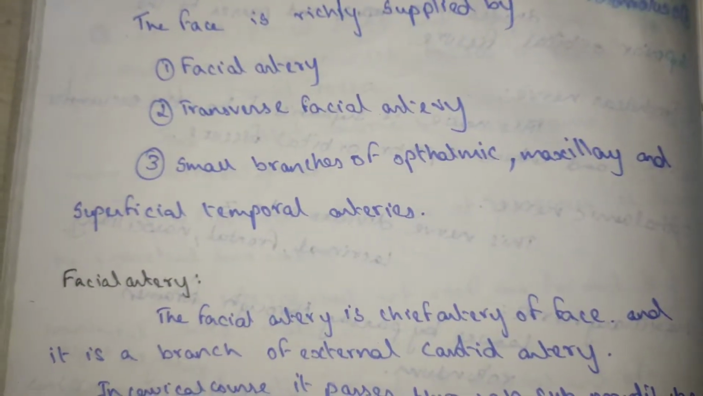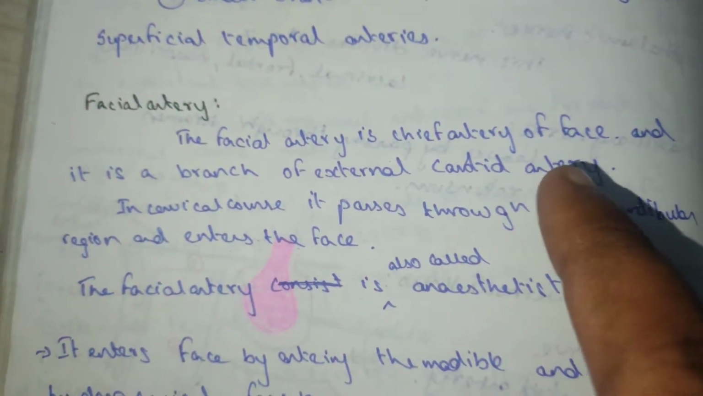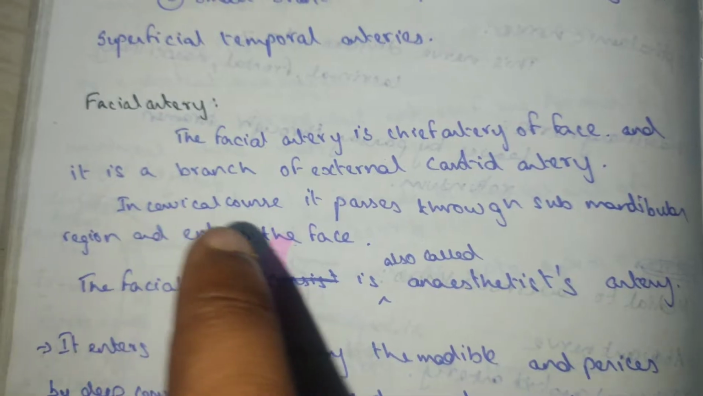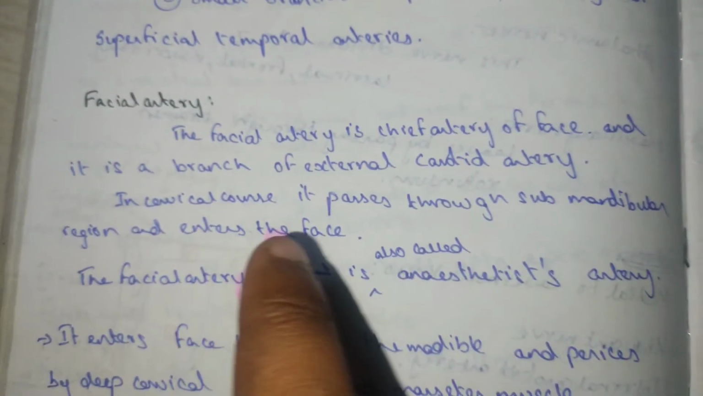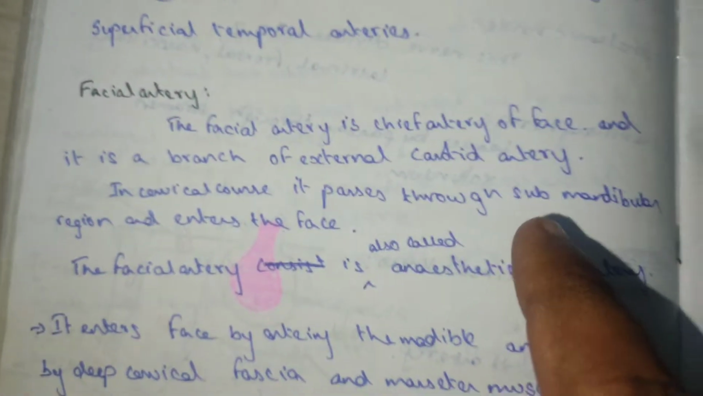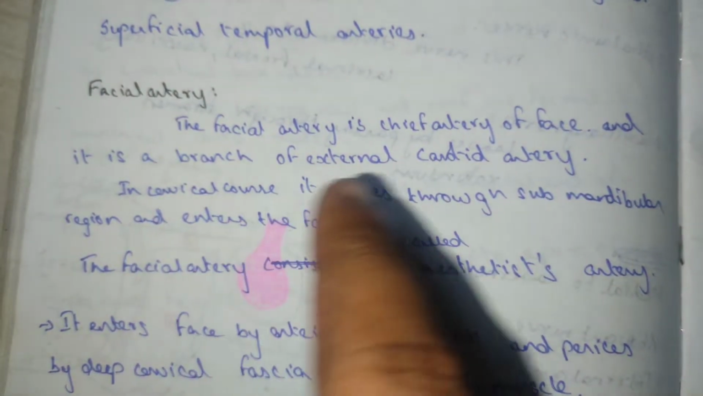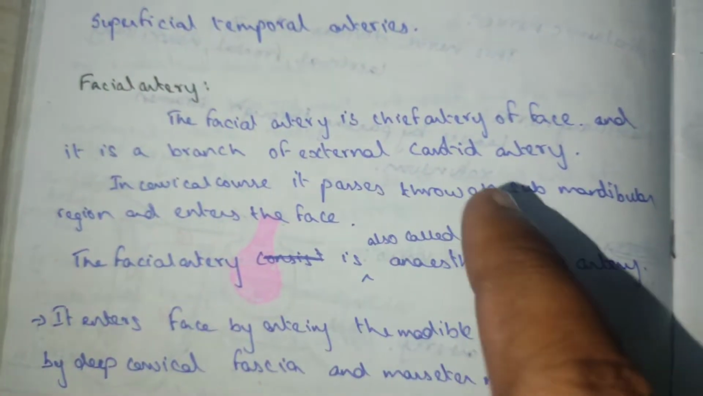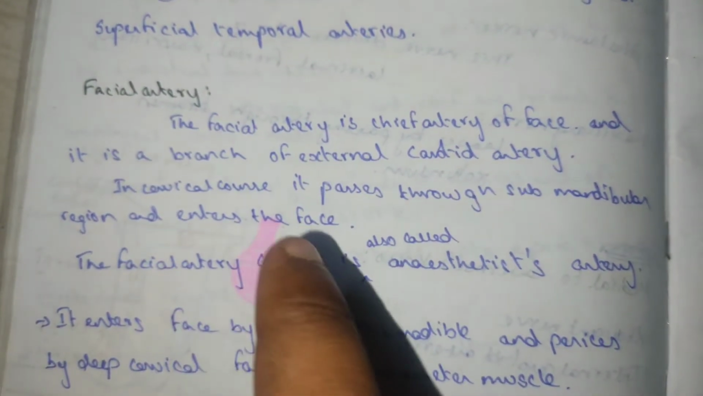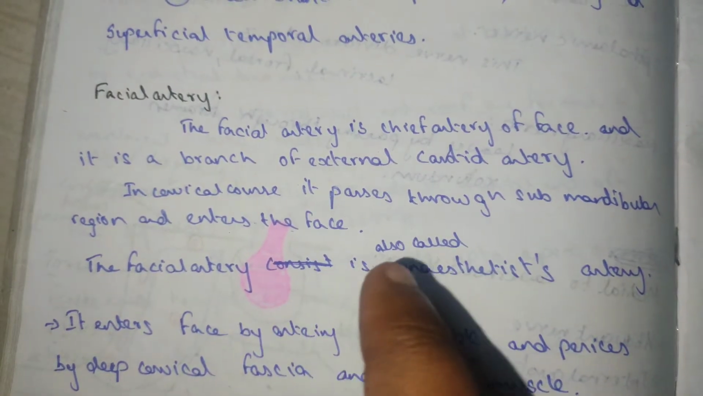Now we will see about the facial artery. The facial artery is the chief artery of the face, and it is a branch of external carotid artery, and in cervical course it passes through submandibular region and enters the face. The facial artery is a chief artery which supplies the face. It branches from the external carotid artery. In cervical course it passes through submandibular region and enters the face.